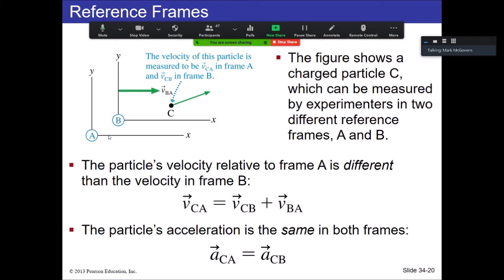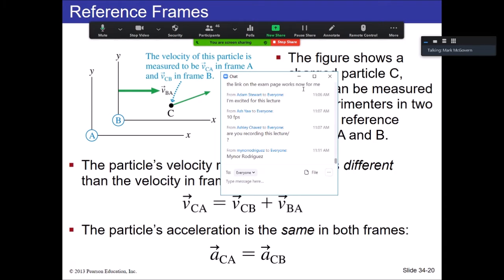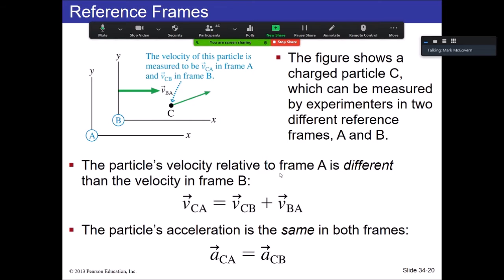Now, here are our two reference frames. We have reference frame A, and reference frame B will be considered the moving frame here. It's going to move with the velocity V sub B A. I don't know if you remember these subscripts back in 110, but this is the velocity of B relative to A. And we have an object C here that's moving with a particular speed, and each person will report a different velocity vector. The person in reference frame A will see V C sub A, the velocity of C with respect to A.